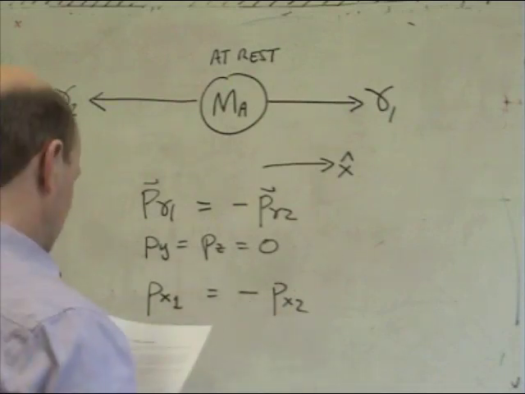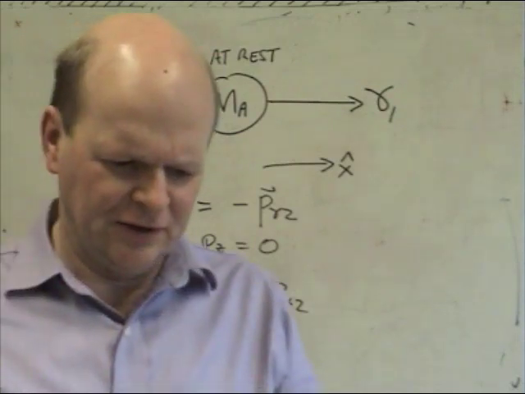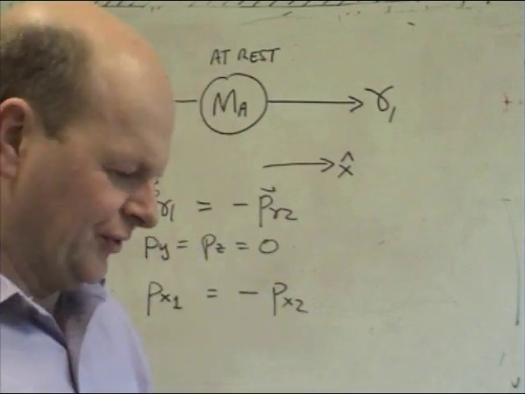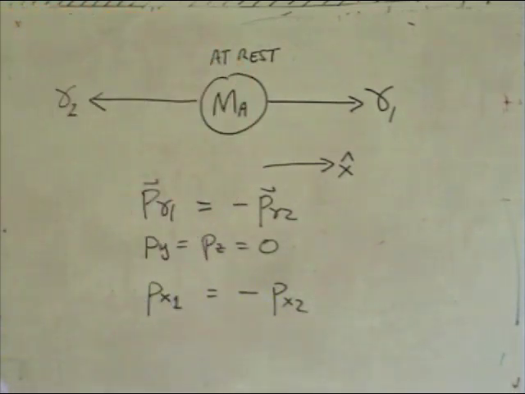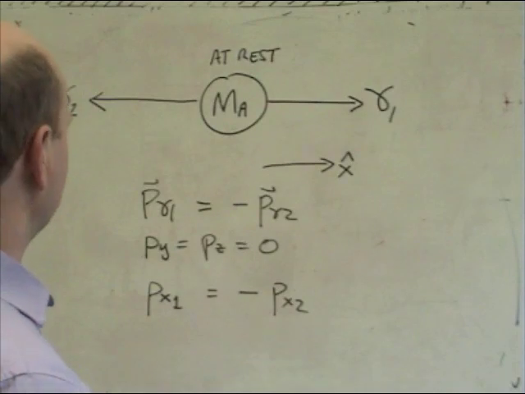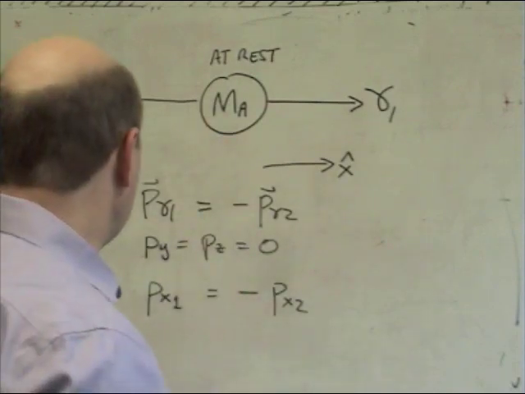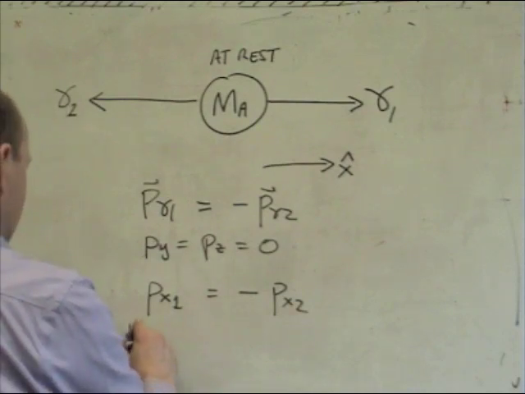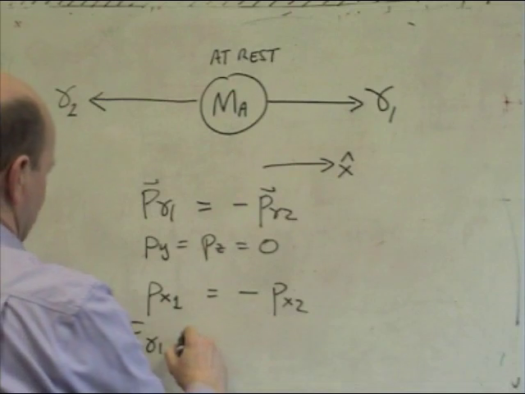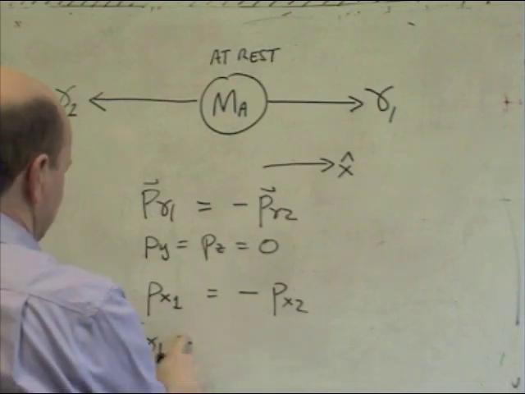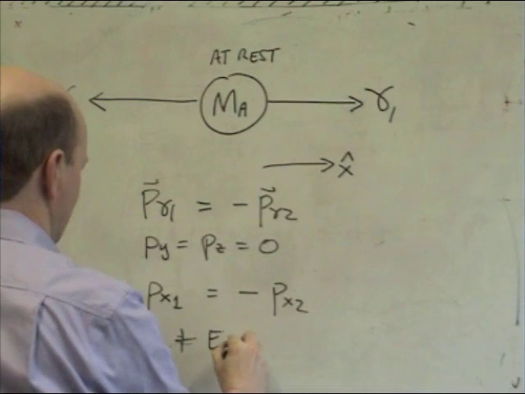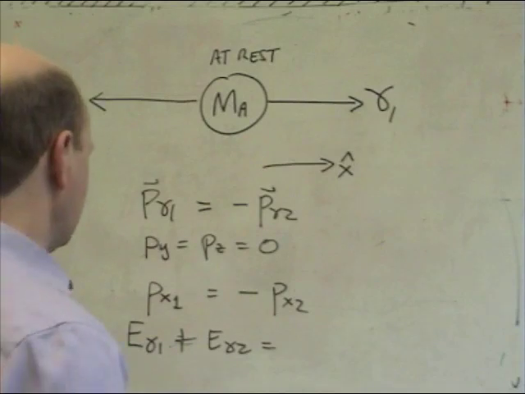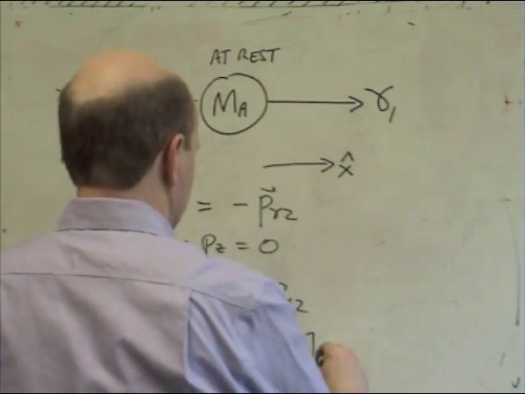Okay? So that's part of the answer to part A, which is what are the momentum and energy of the two photons. The other part of the answer is actually to figure out the magnitude in terms of the rest mass of the decaying particle. Well, by conservation of energy, we know that E gamma 1 plus E gamma 2 has to equal the total energy of the particle that's decaying, which is ma times c squared.